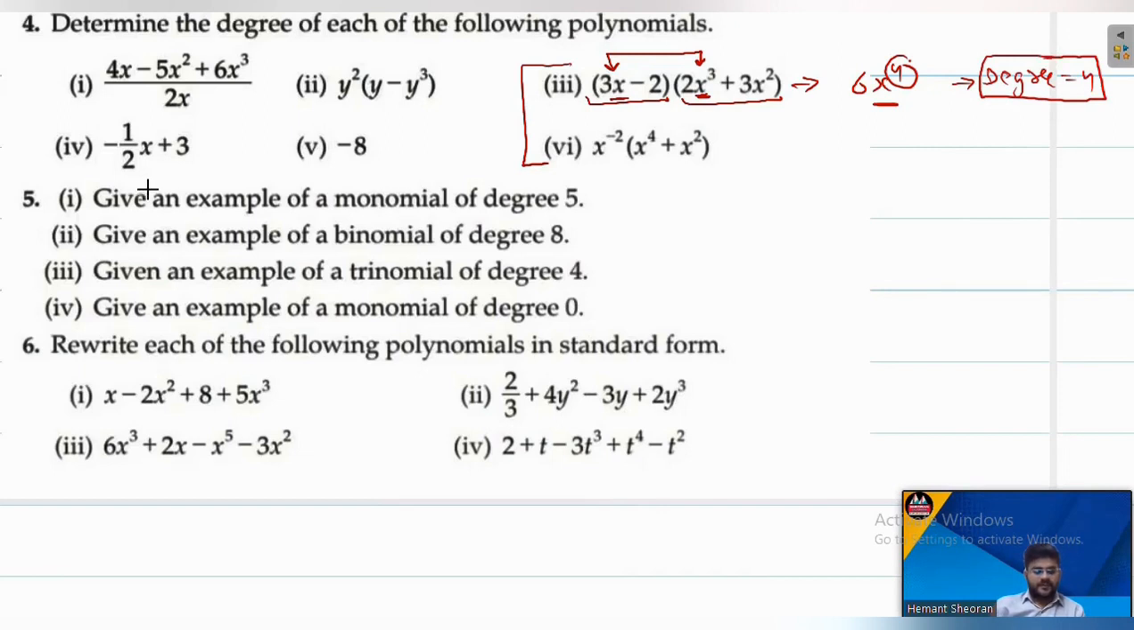Okay, then the next one, just simplify this one. But can we already tell what the degree is for the sixth one? No, after multiplication of these two only you will be able to tell, because the degree is for a simplified polynomial. There needs to be no multiplication or division left in it, okay?